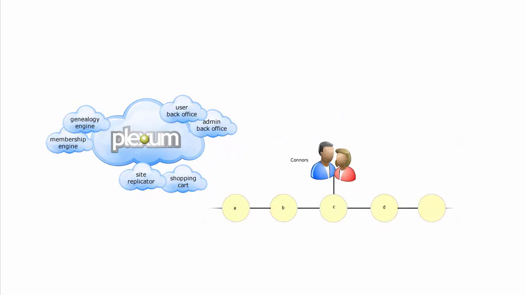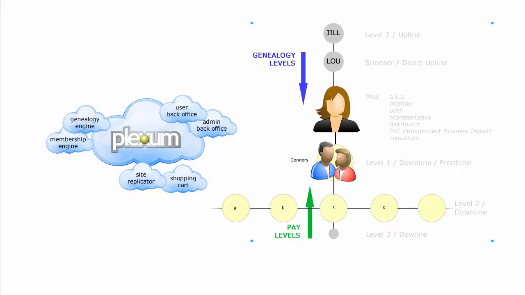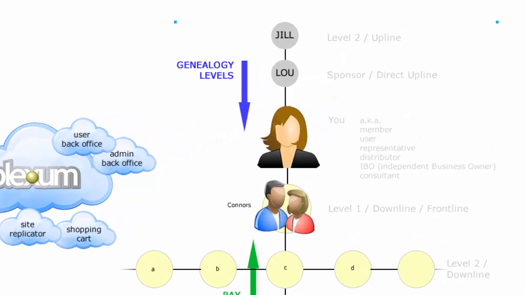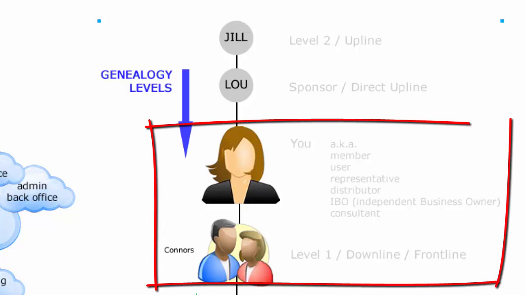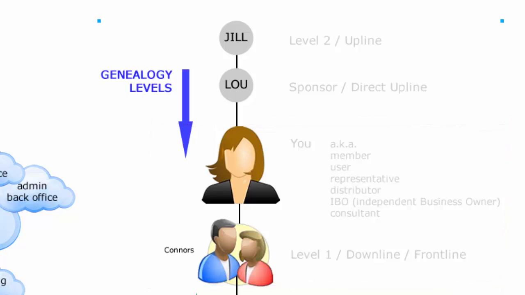The Connors wanted to join the company and sell its products and services to earn a commission. You sponsor the Connors. When you invite others to join a company and sponsor them, then you become their sponsor. Now, you and the Connors are distributors of the company. This term is used interchangeably with representative, affiliate, partner, independent business owner, consultant.